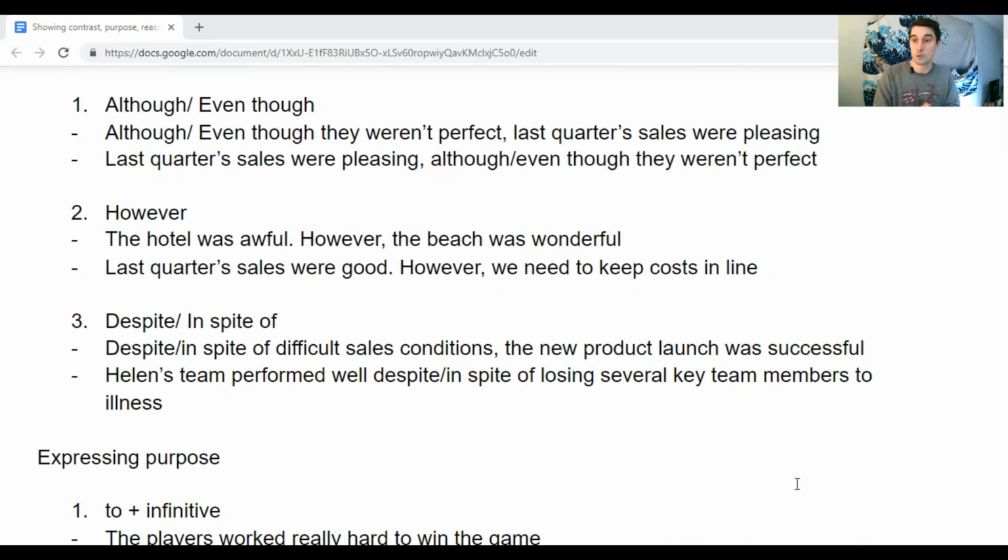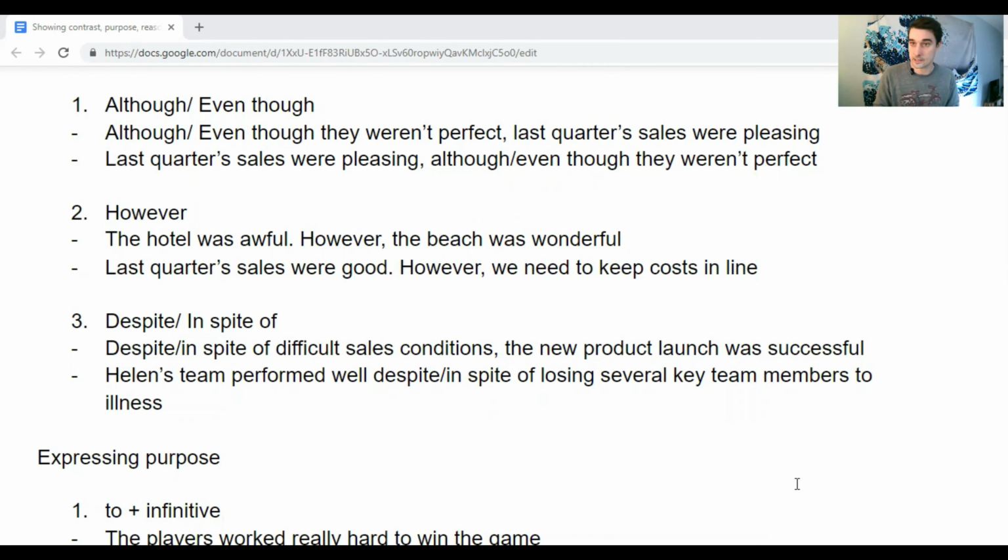The second example, when we have it in the middle of the sentence: Helen's team performed well despite losing several key team members to illness. Helen's team performed well in spite of losing several key team members to illness. So we can see in that second sentence, we have the verb ing. So it's either followed by a noun or followed by a verb ing.